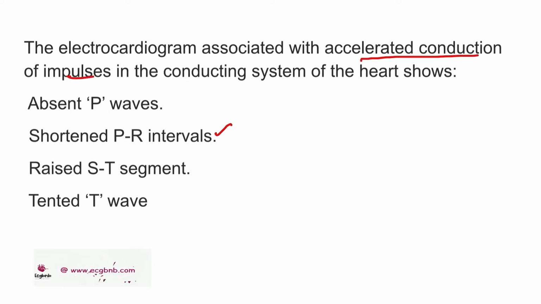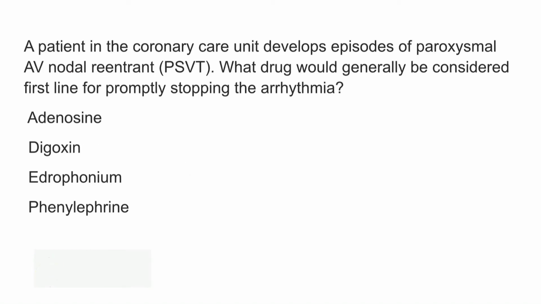As a result, the PR interval will get shortened. A patient in the coronary care unit develops episodes of paroxysmal AV nodal reentrant tachycardia. What drug would be generally considered first line for promptly stopping this arrhythmia?